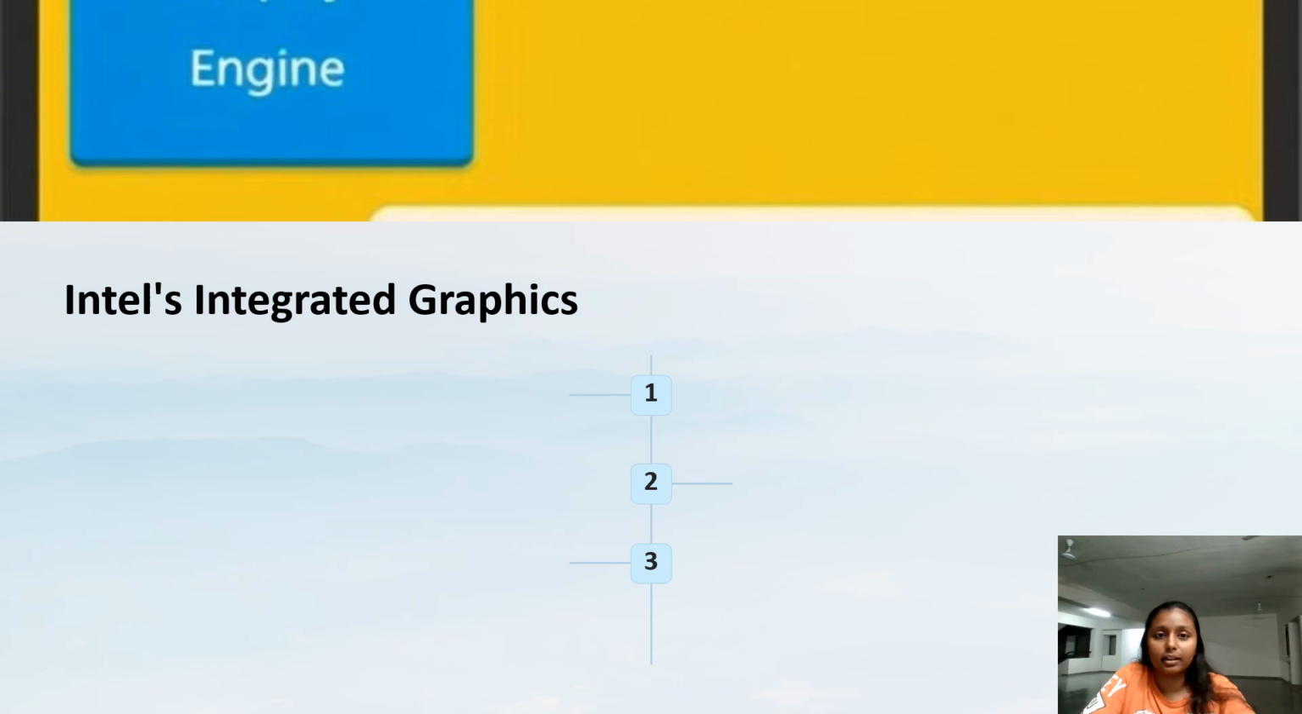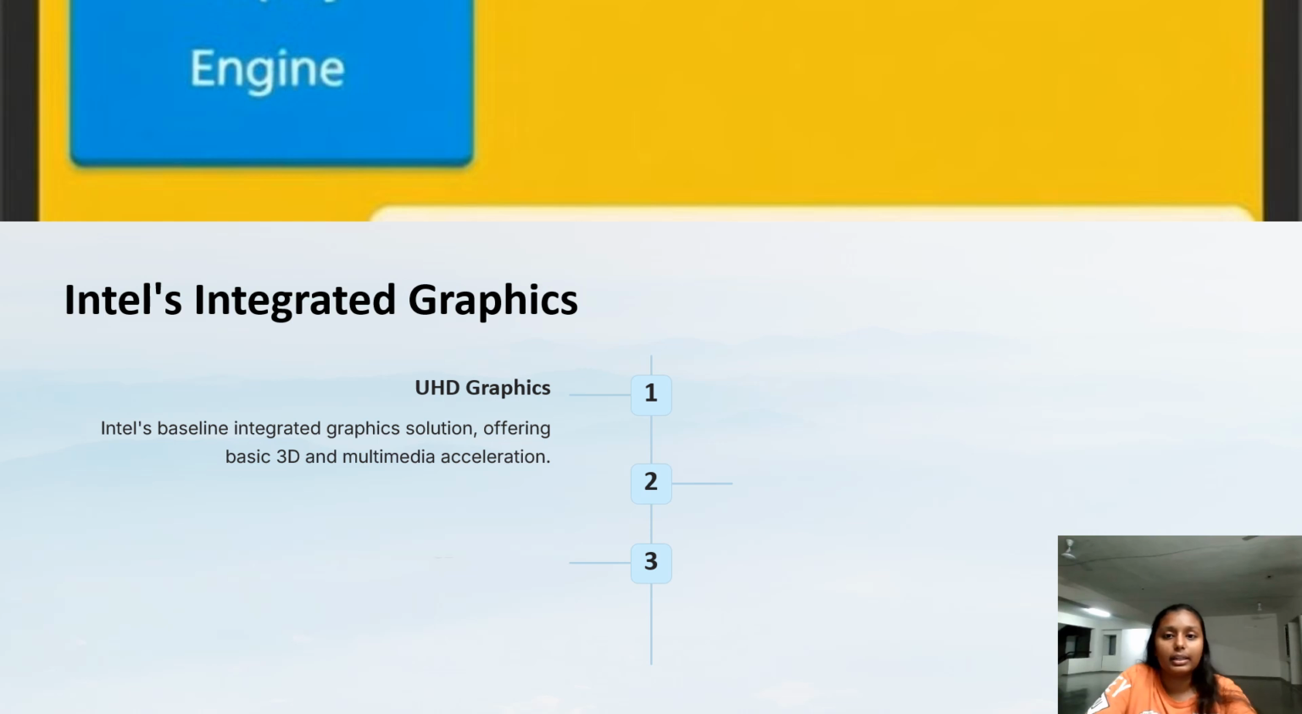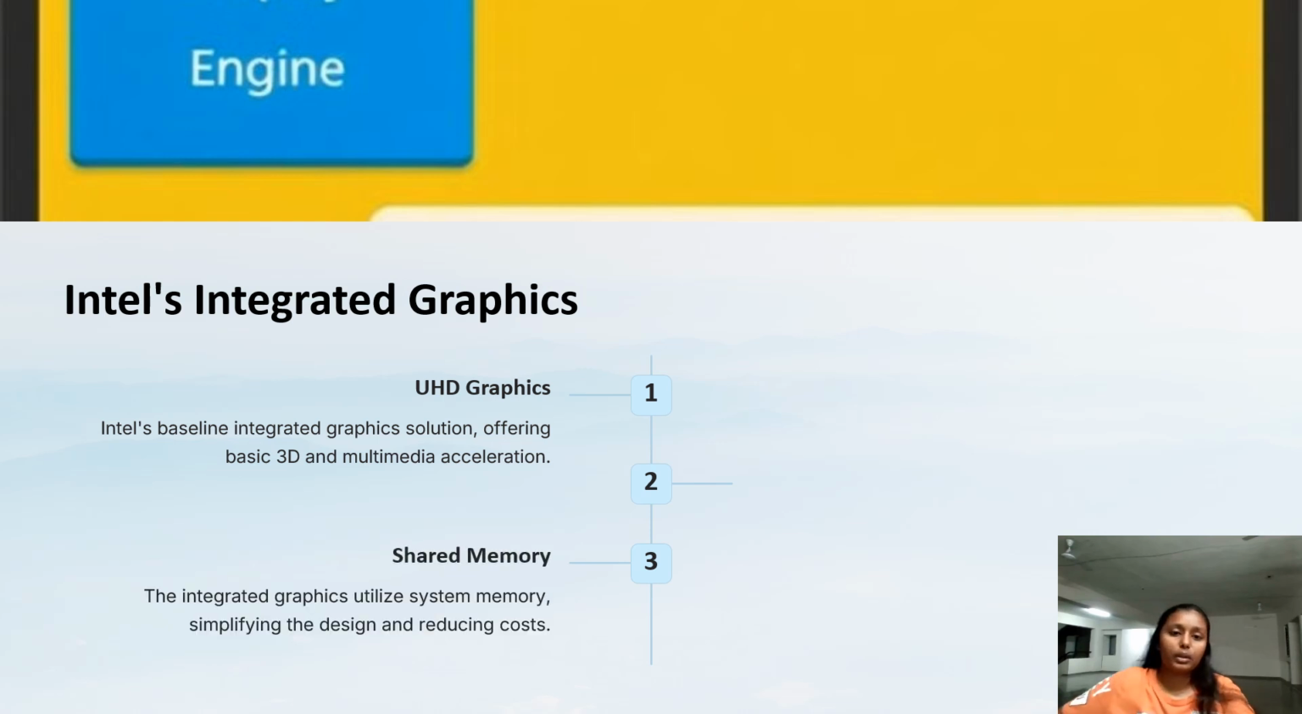Intel's integrated graphics. It typically comes with integrated graphics known as Intel UHD Graphics or Intel Iris Xe Graphics, depending on the generation of the processor. They are built directly into the CPU, providing basic graphical capabilities without needing a dedicated GPU. UHD Graphics is Intel's baseline graphics solution, offering basic 3D and multimedia acceleration.